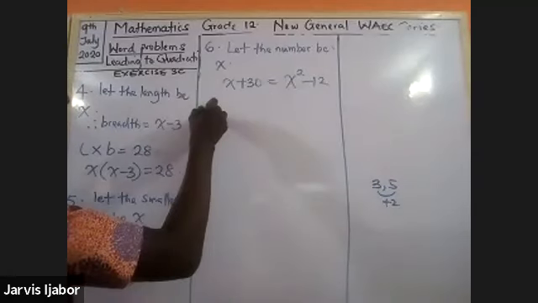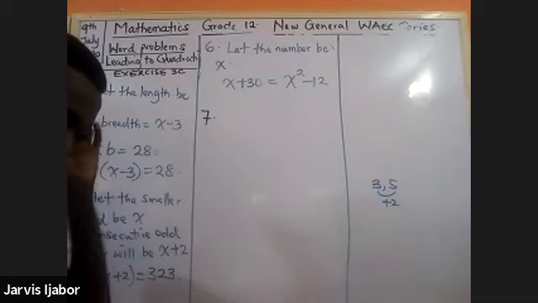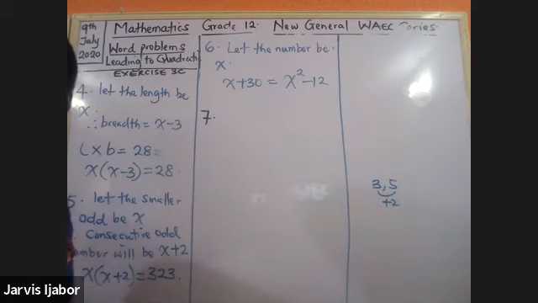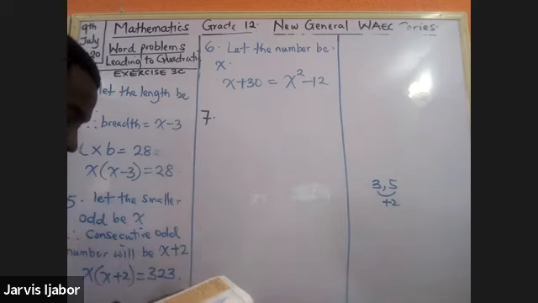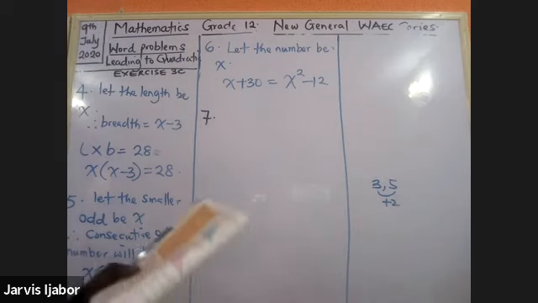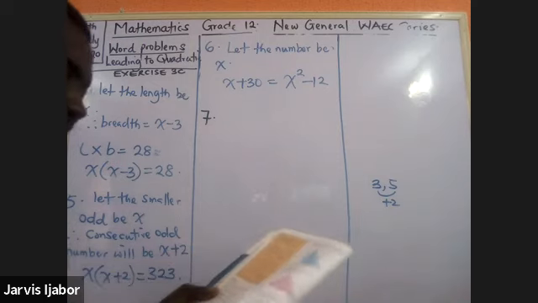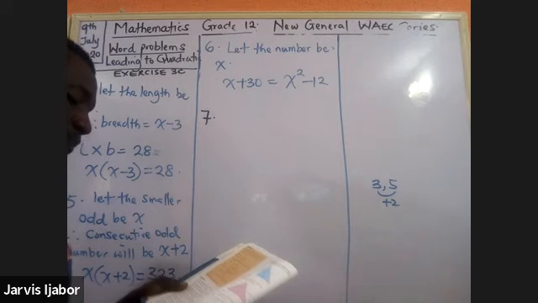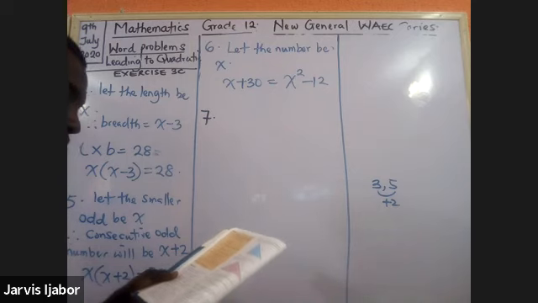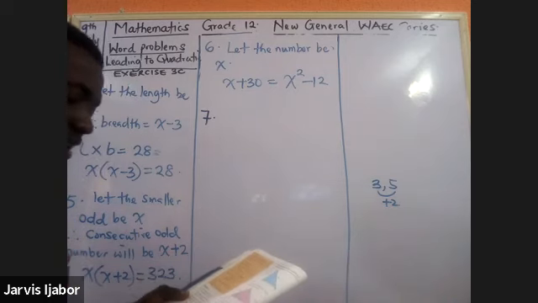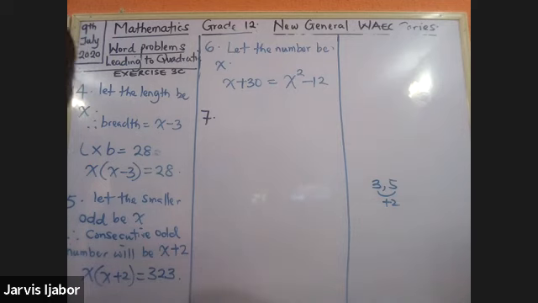Now for question 7. I'm just setting them up like this so that you can solve them and give us feedback. Question 7. A cyclist travels from A to B, a distance of 8 kilometers, at x kilometers per hour. He travels from B to A the same distance at x minus 4 kilometers per hour. If the total time taken is 1 hour 10 minutes, find x.